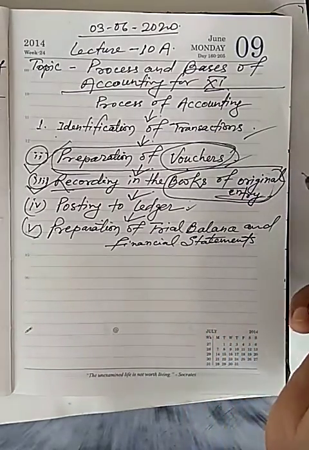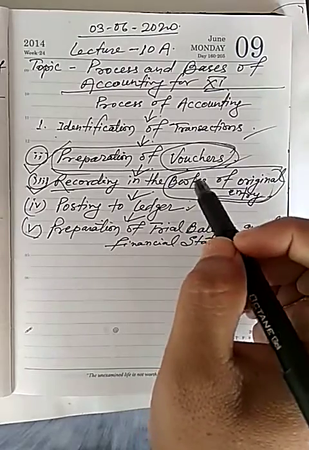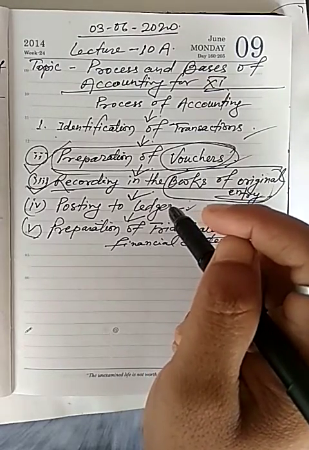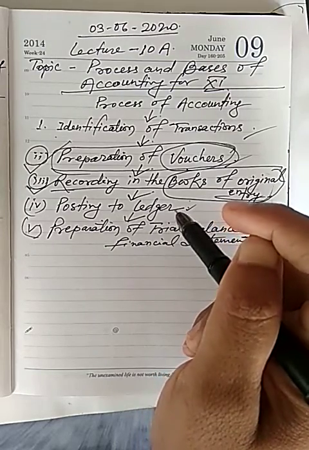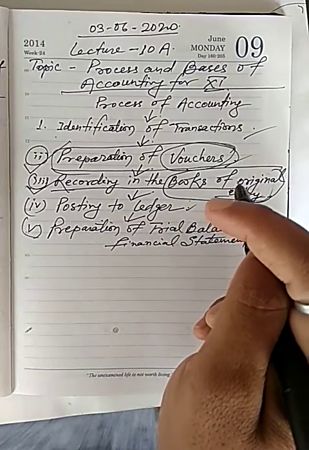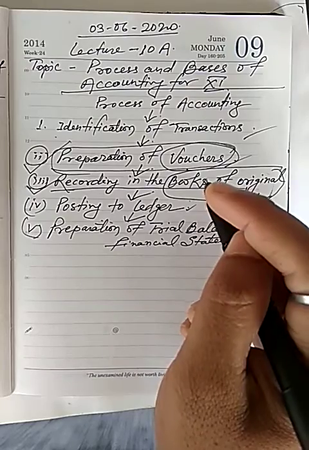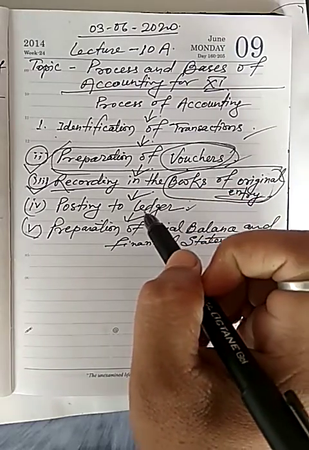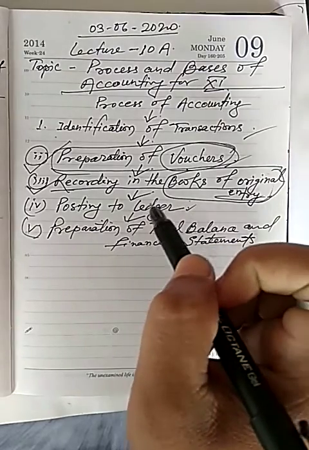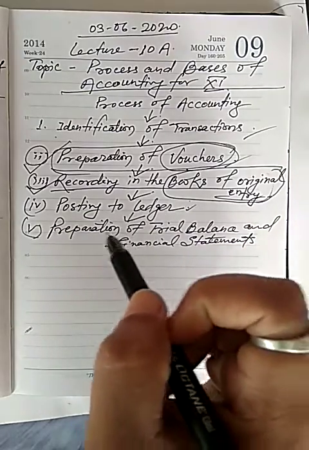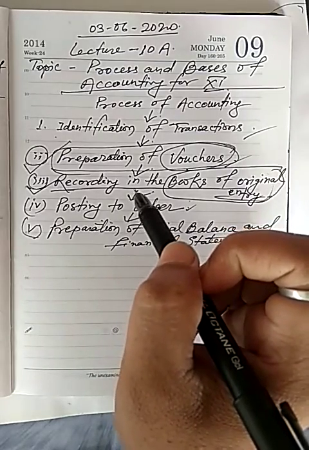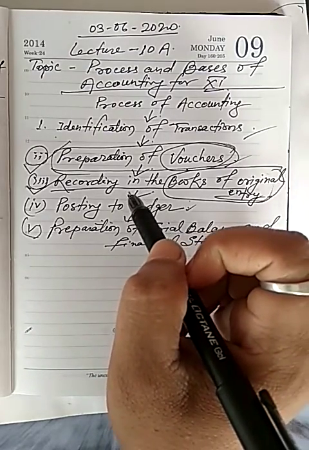For example, all transactions relating to receipt and payment of cash are recorded in the cash book. All transactions related to credit purchase in purchase book. All transactions relating to credit sale in sale book are recorded.